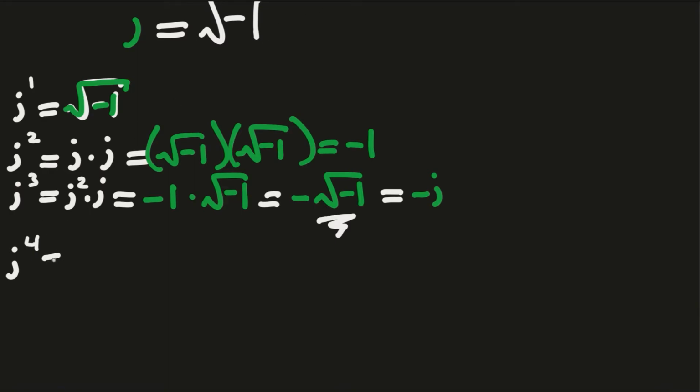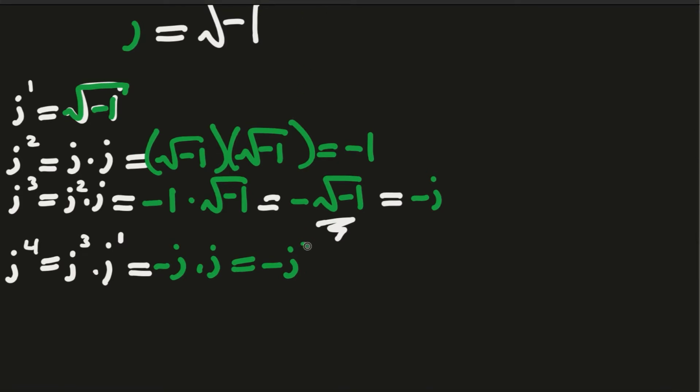I to the fourth power is simply I cubed times I to the first power. So let's simplify this. We know that I cubed is negative I, and we know that I to the first power is simply I. Simplify this and you're left with negative I squared.